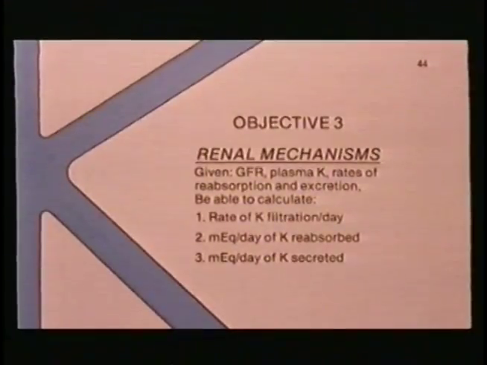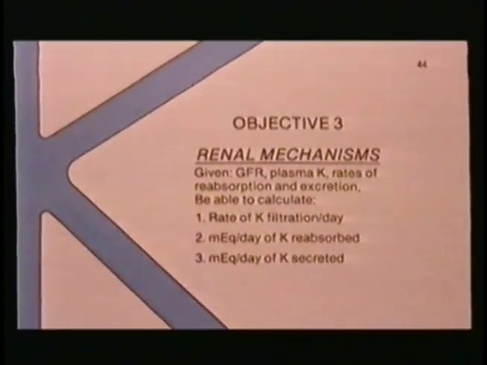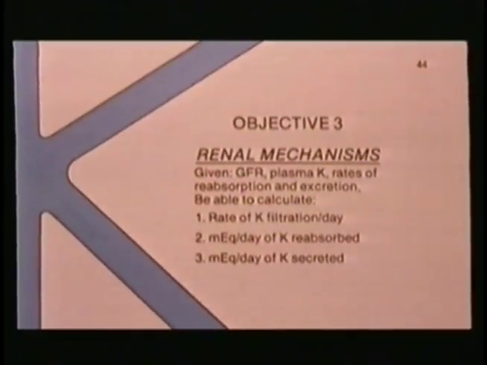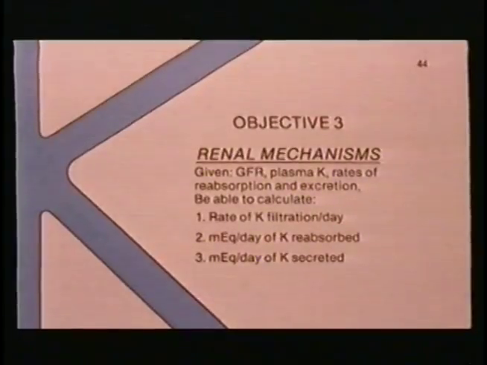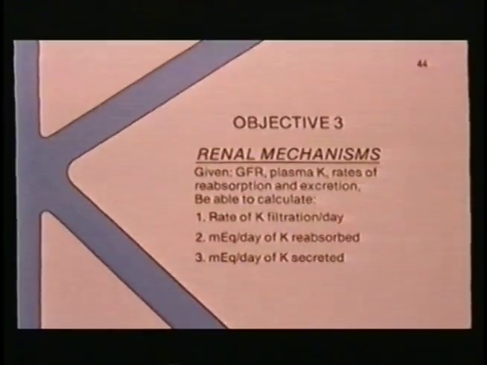In the third part of this discussion, we will consider renal mechanisms contributing to potassium excretion. Given the GFR, plasma potassium concentration, and the rate of reabsorption and excretion, you should be able to calculate: 1. Rate of potassium filtration per day, 2. Milliequivalents per day of potassium reabsorbed, 3. Milliequivalents per day of potassium secreted.